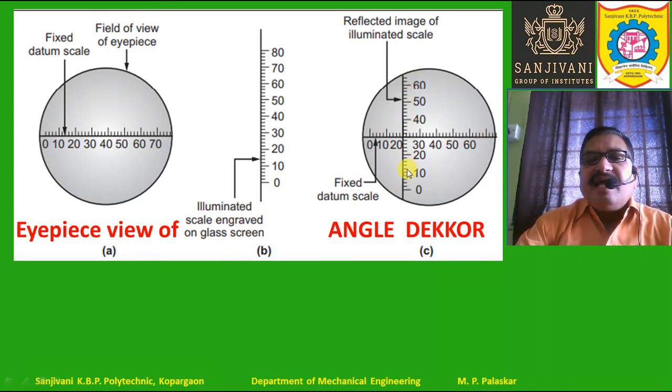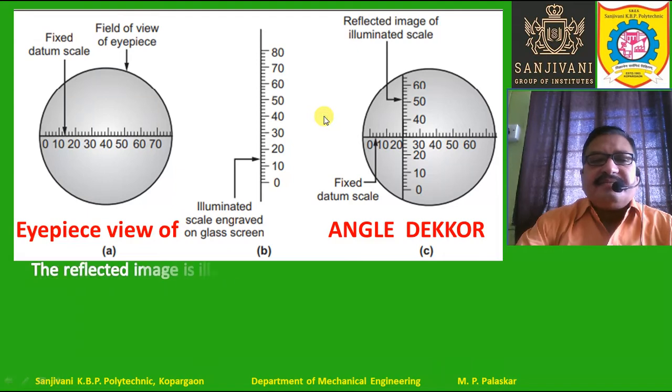The reflected image of the illuminated scale is vertical, and these two scales intersect each other, and the point of intersection gives us two readings. So these two readings actually indicate the angular tilt of the surface, and this angular tilt is measured with respect to two planes. One is the vertical plane, the other is the horizontal plane.